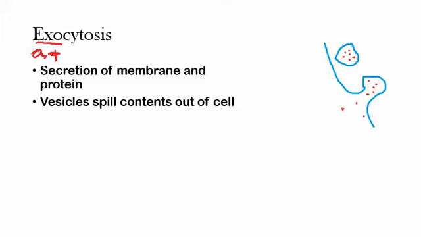Let me make that a little bit bigger. You have some sort of vesicle here, and then it fuses with the membrane, and its contents spill out of the cell, so out. And what this allows the cell to do is secrete membrane and secrete protein. So sometimes when that vesicle fuses with the cell membrane, it allows the cell membrane to grow. And oftentimes, as you can see in this, there's some sort of protein that needs to be secreted out into the environment, and that will also happen through exocytosis. Like I said, this is just vesicles spilling their contents out of the cell.